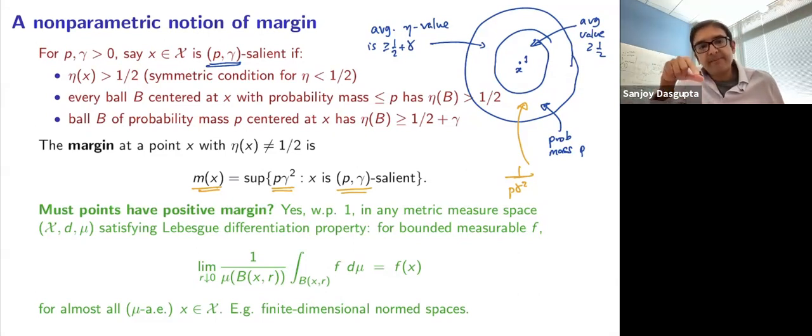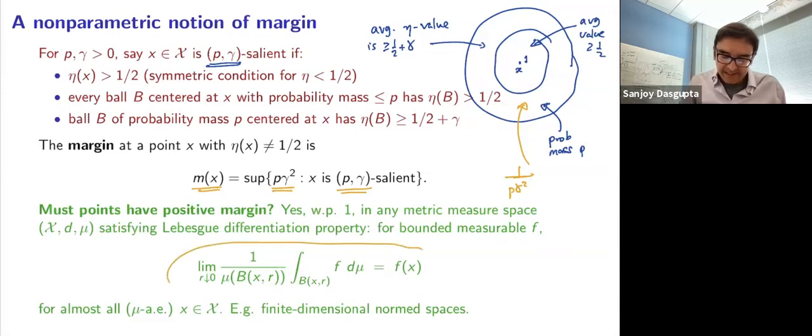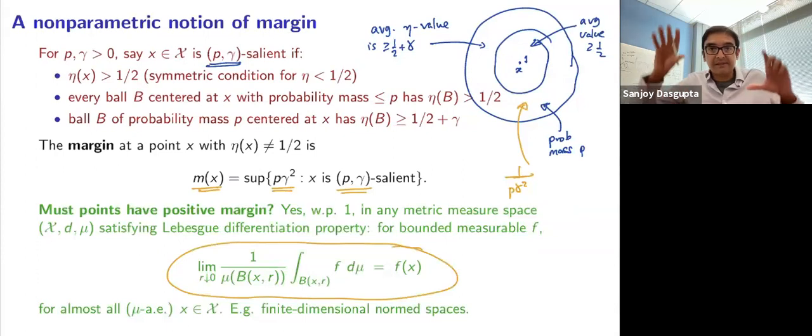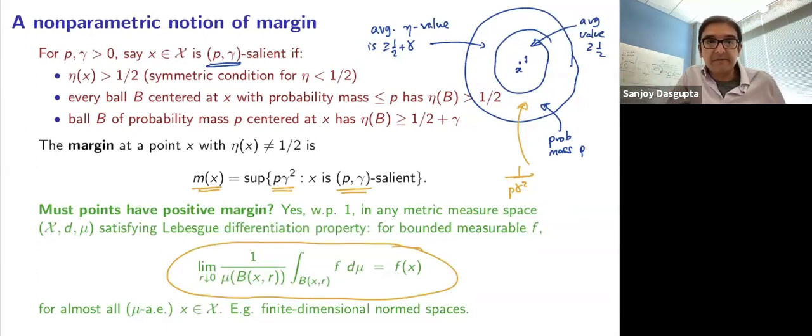And in order to show that this implies universal consistency, what you need to show is that all points have positive margin. And that's just true in Euclidean space. And in fact, in any metric space that satisfies the fundamental theorem of calculus, that the derivative of the integral is the value of the function. So any finite dimensional normed space, and some doubling spaces and so on. So yeah, that's the notion of margin.